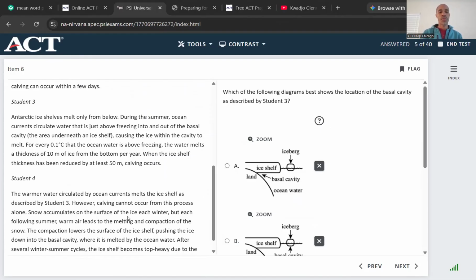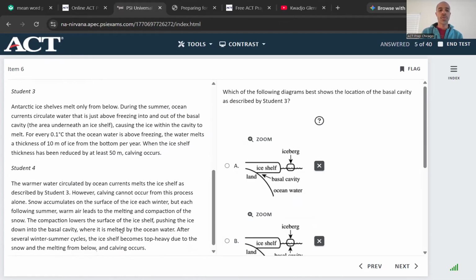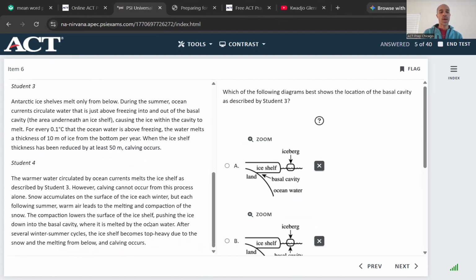Snow accumulates on the surface of the ice each winter, but each following summer, warm air leads to the melting and compaction of the snow. The compaction lowers the surface of the ice shelf, pushing the ice down into the basal cavity, where it is melted by the ocean water. After several winter-summer cycles, the ice shelf becomes top-heavy due to the snow and the melting from below, and calving occurs.